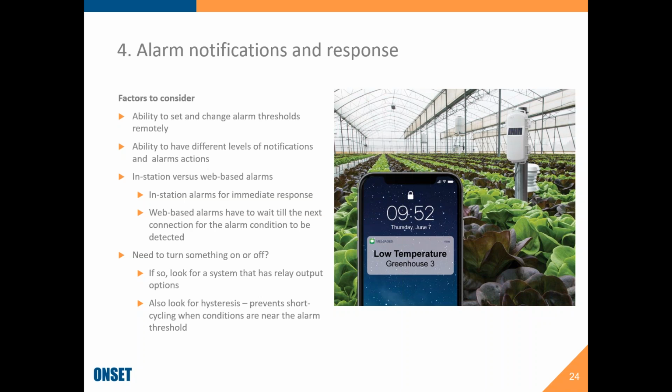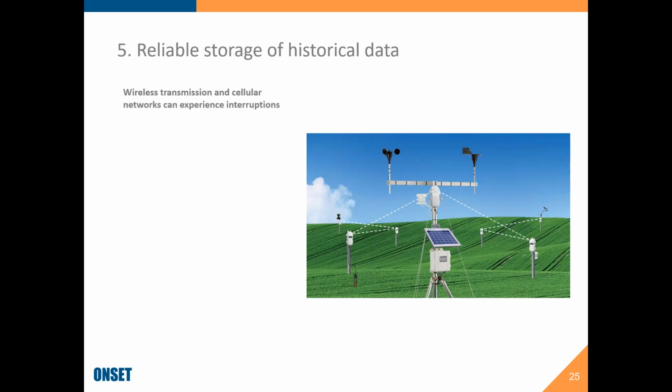And so for that, you want to have a system that has relay output options. If you're using relays to turn devices on and off, you probably want to look for one that has hysteresis so that you're not getting what we call short cycling, where it's turning the device on and off real quickly, because that can cause excess wear and tear on the system.